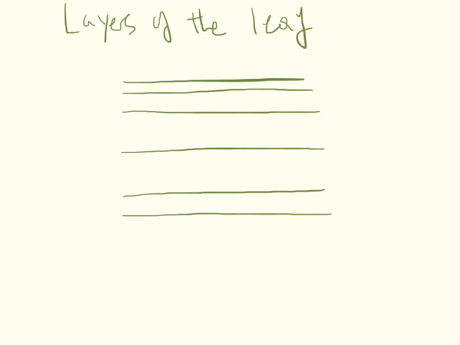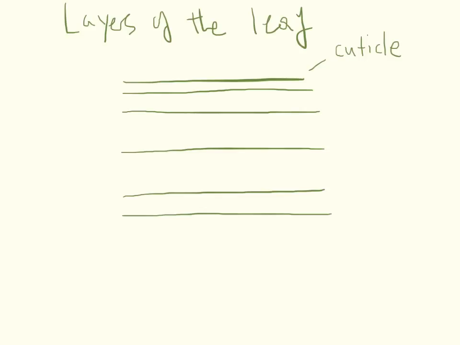Now the first layer is called the cuticle. The first layer of the leaf is called cuticle. Now whenever you take a leaf, when you touch the top surface of the leaf, what do you feel usually? It's the cuticle, but what do you feel? Smooth, right? It's usually smooth and waxy, right? So that is the cuticle layer.